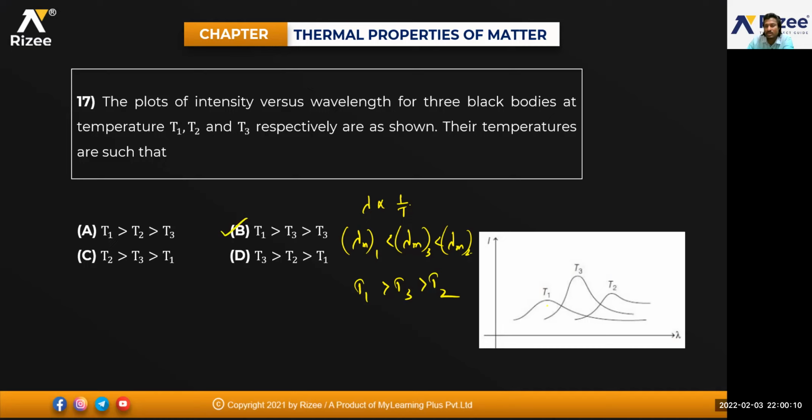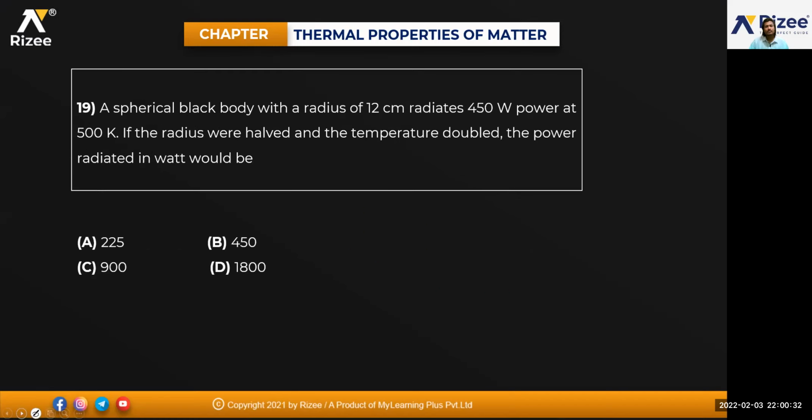Because in this graph, this is T1, this is T3, and this one is T2. So the wavelength of the first one is less than the wavelength of the third one, and the next one is less than T2. Okay, so T1 will be greater than T3, which will be greater than T2. Clear? The remaining questions you can try out.